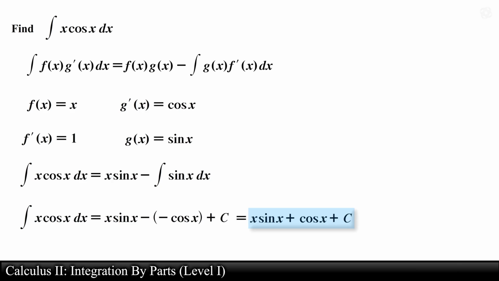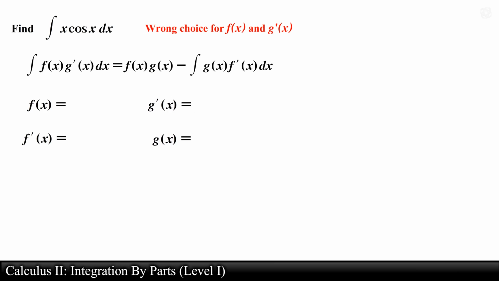Let's go back to the first step and see what happens when we make the wrong decision when determining our f of x and g prime of x. If we let f of x be equal to cosine of x and g prime of x be equal to x, then our f prime of x will be equal to negative sine of x after taking the derivative of f of x, and our g of x will be equal to x squared over 2 after taking the integral of g prime of x.